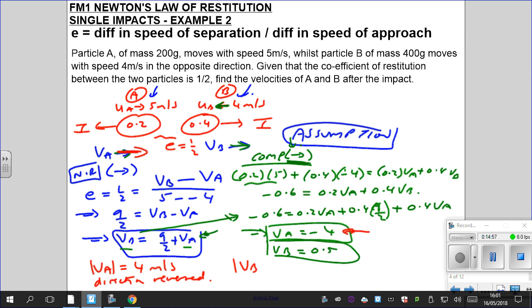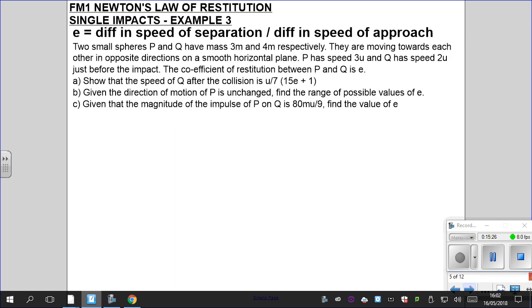Likewise, speed of VB is 0.5. I assumed VB was going right. I was correct because it is a positive value. So the direction of B has reversed or changed, okay? So you must understand what the positive and negative means because it's all relative to the diagram. The diagram means everything for mechanics.